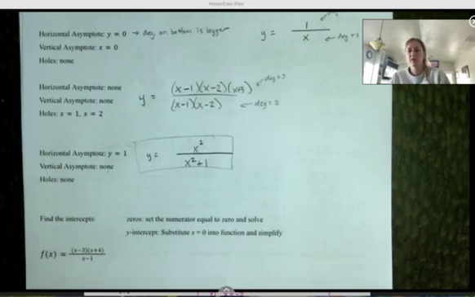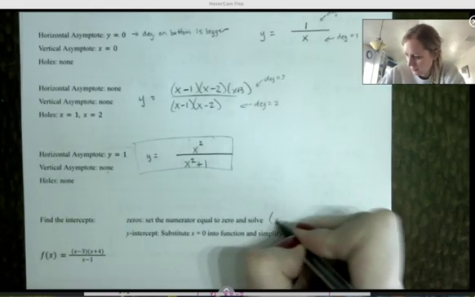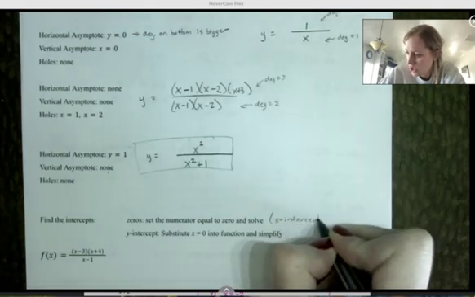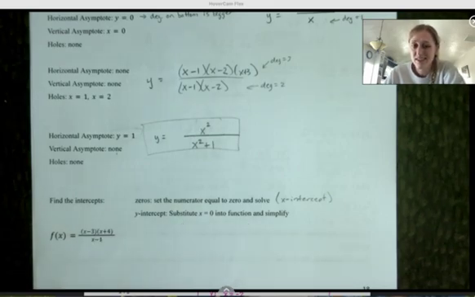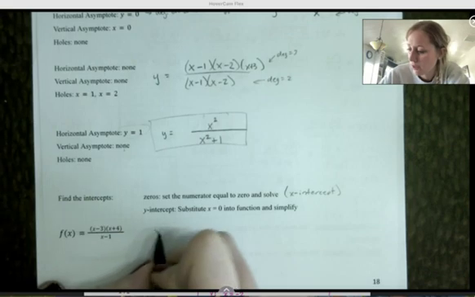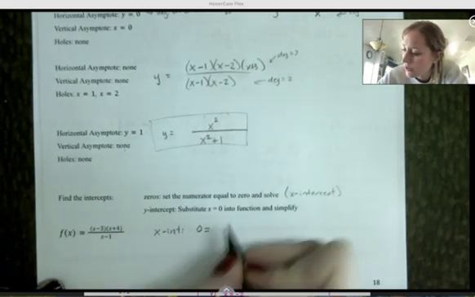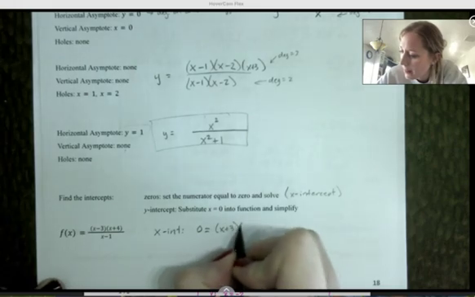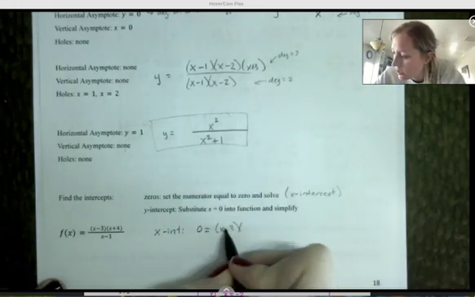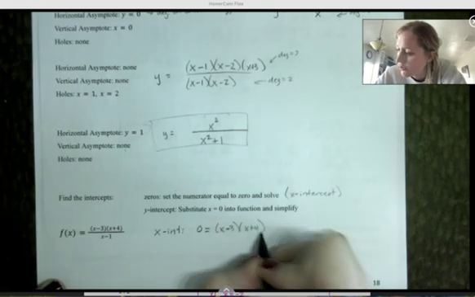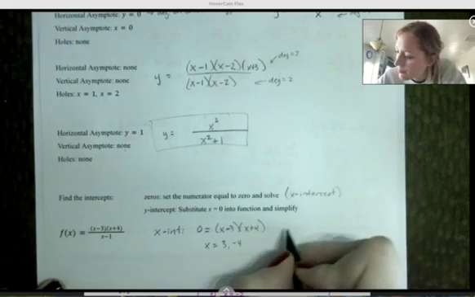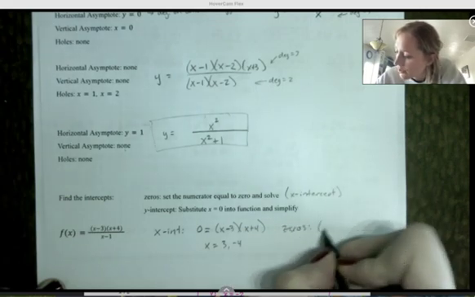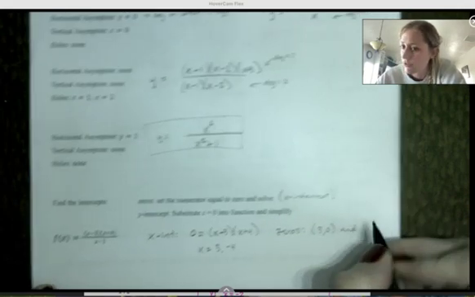Something else, we've done a little bit of this. We found the zeros. That's also called the x-intercept. We did that in the last video. We can also find the y-intercept. This is by plugging in 0 for x and then simplifying. So let's start with the x-intercept. For the x-intercept, we set the numerator equal to 0. Sorry, that should be minus. So x equals 3 and negative 4. So my x-intercepts are at (3, 0) and (negative 4, 0).